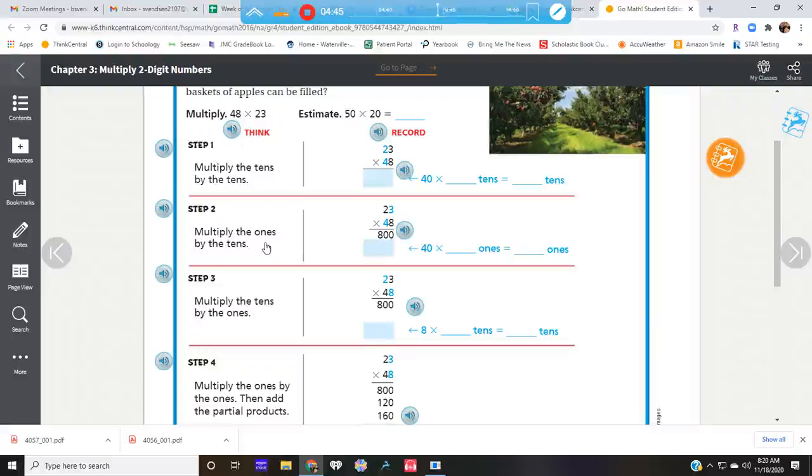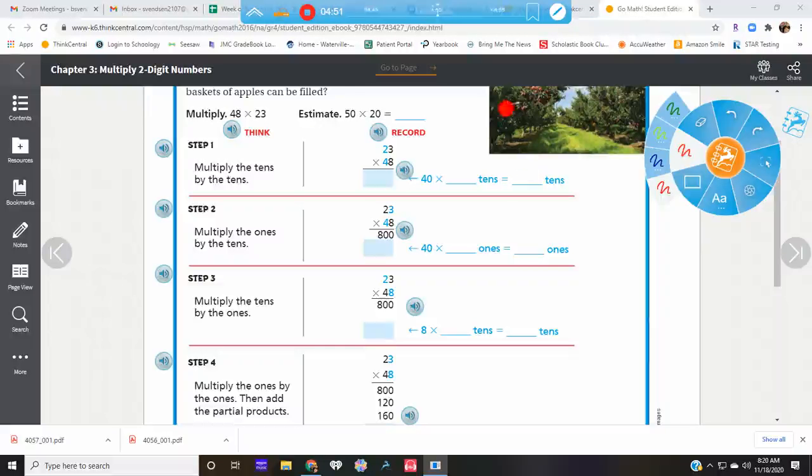Okay, this one we're not going to use the color part. We're going to do it all partial product. We just have to remember where we are. So think, I'm talking about 40 and 20. So I'm going to do 40 times 2 tens. So 40 times 2 tens is going to give me 80 tens. And 80 tens means 800. So we're going to write 800 right here.